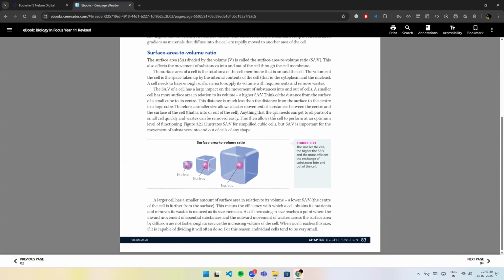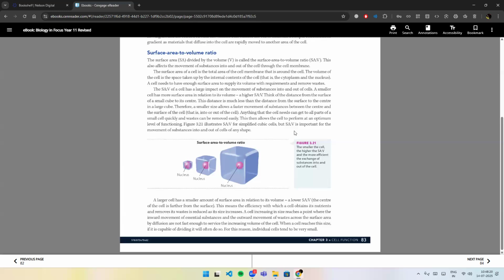Figure 3.21 illustrates surface area to volume ratio for simplified cubic cells, but surface area to volume ratio is important for the movement of substances into and out of cells of any shape. A larger cell has a smaller amount of surface area in relation to its volume, a lower surface area to volume ratio. This means the efficiency with which a cell obtains its nutrients and removes its waste is reduced as its size increases. A cell increasing in size reaches a point where the inward movement of essential substances and outward movement of wastes across the surface area by diffusion are not fast enough to service the increasing volume of the cell.